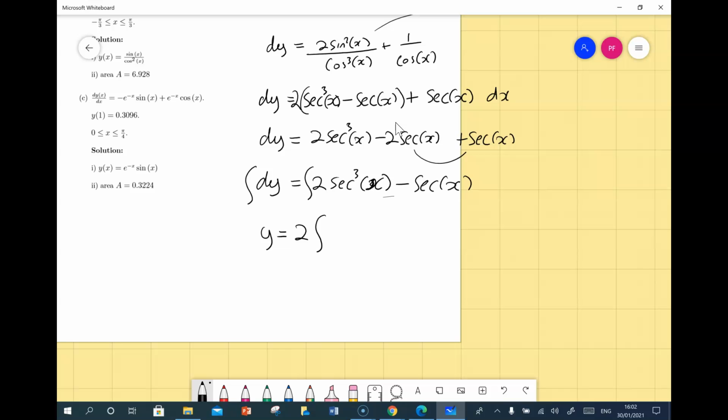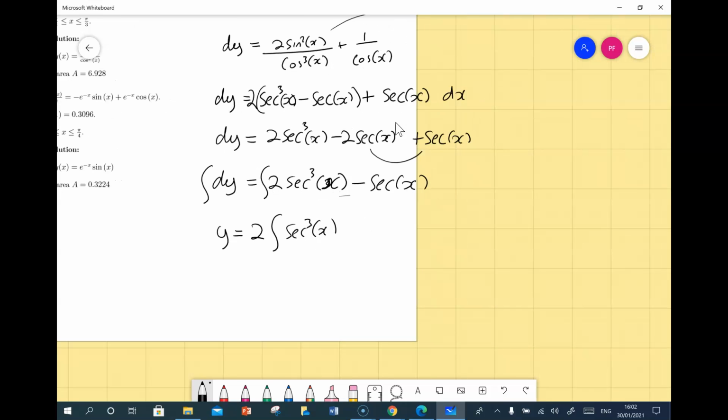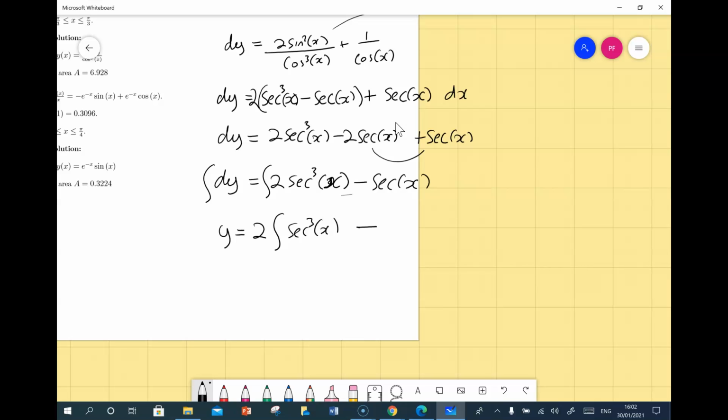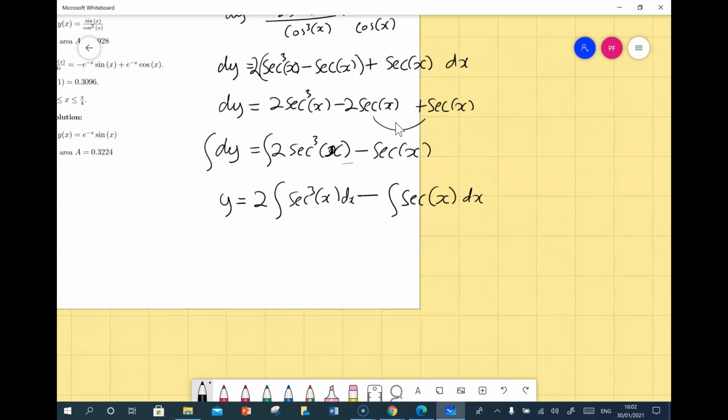Now I'm going to be integrating the sec cubed of x, but I'm also going to be integrating the minus sec of x here. So all I'm going to do in that case is write it as a separate integral. You don't have to, but it just makes things a little easier to look at. And I'll throw the dx after both of them, or you can put brackets around everything and put dx at the end. It doesn't really matter.